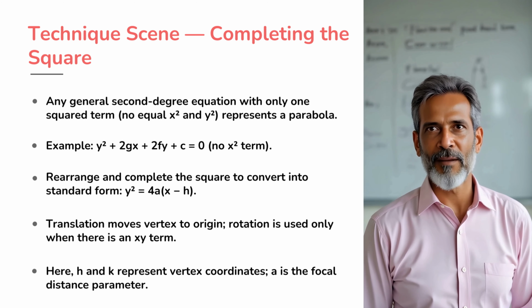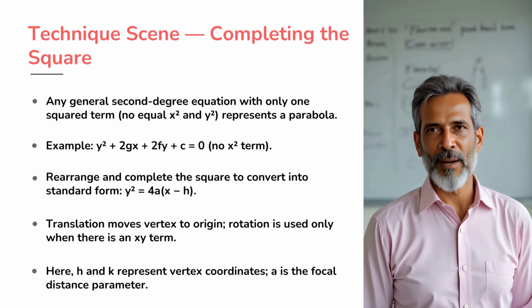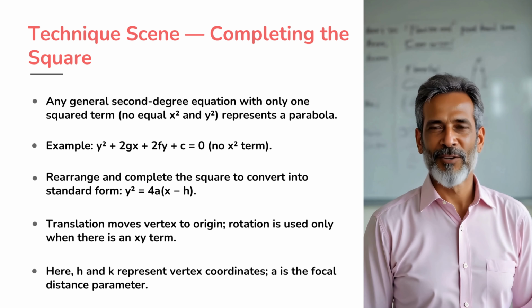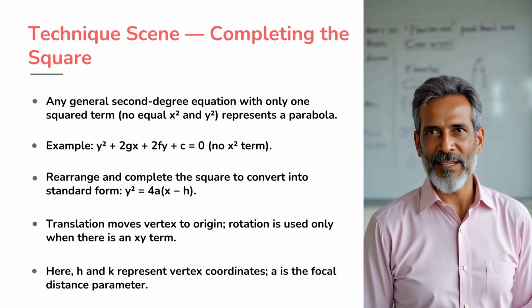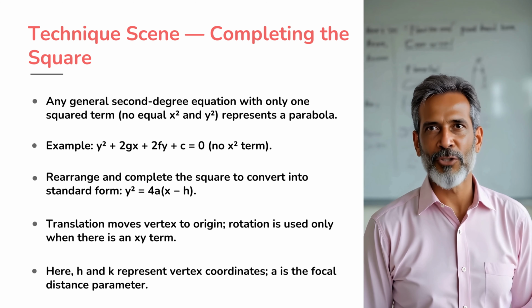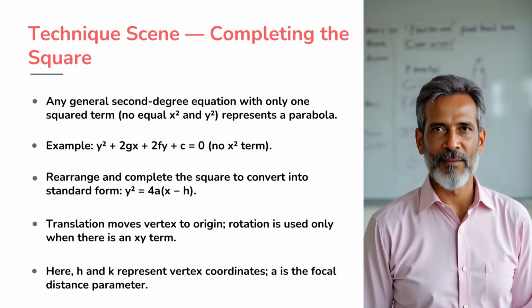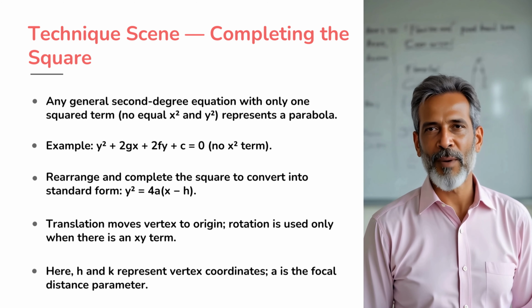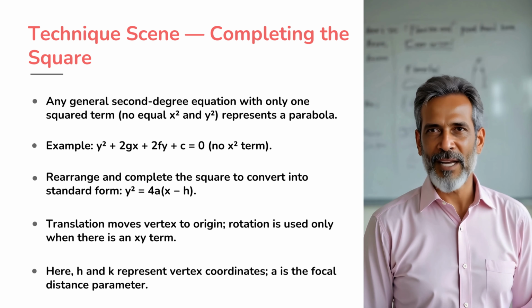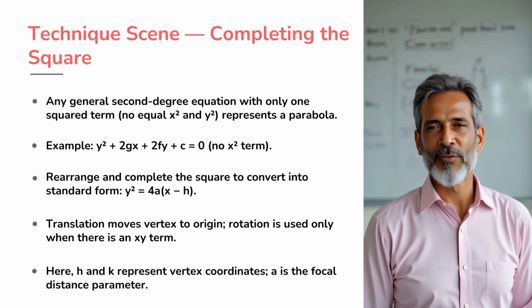For example, take this equation: y² + 2gx + 2fy + c = 0. Let's rearrange it so the squared term is isolated. y² = −2gx − 2fy − c. Now, by using the method of completing the square and then shifting the origin to a new point, we can rewrite this in the standard form: (y − k)² = 4a(x − h). Here, (h, k) represents the new vertex of the parabola.